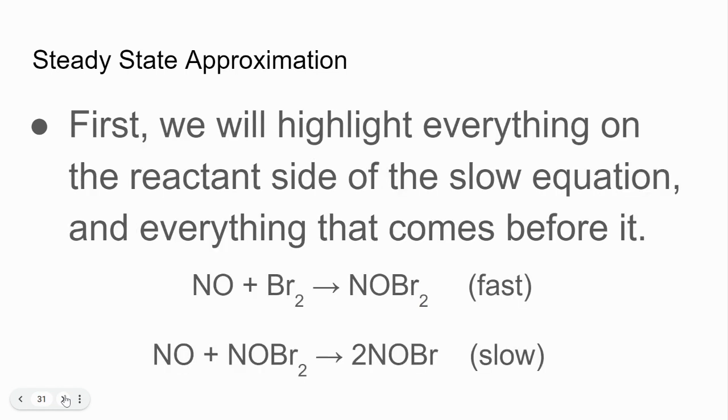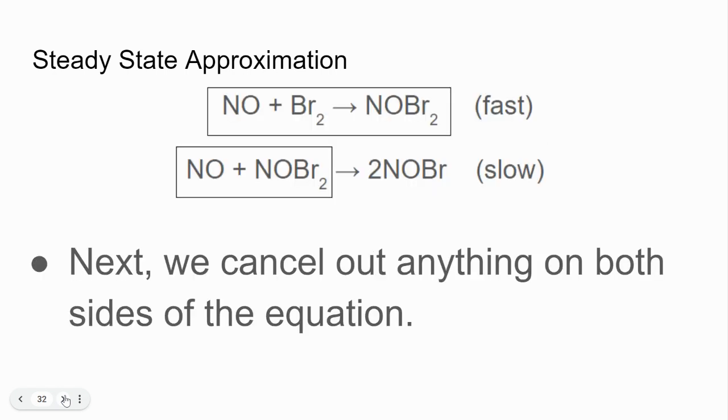What we're going to do is highlight everything on the reactant side of the slow equation and everything that comes before it, in every elementary step that comes before it. So if these are my 2 steps that I'm working with, I'm going to highlight the nitrogen monoxide and the NOBr2, and I'm going to highlight everything in step number 1.